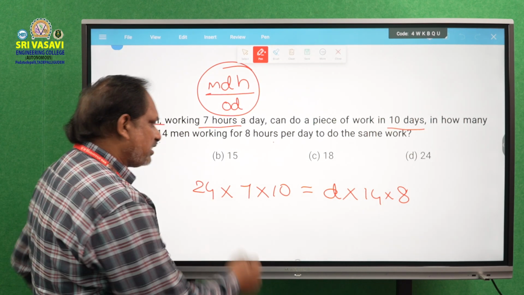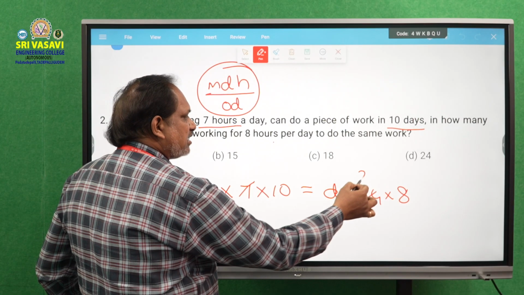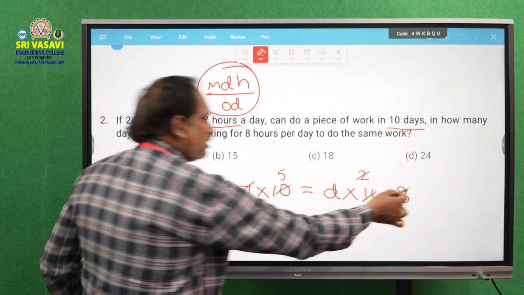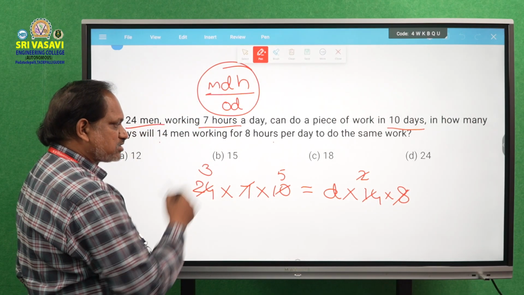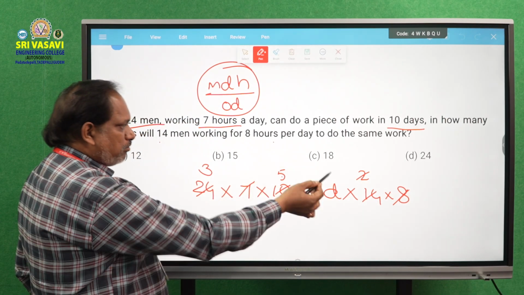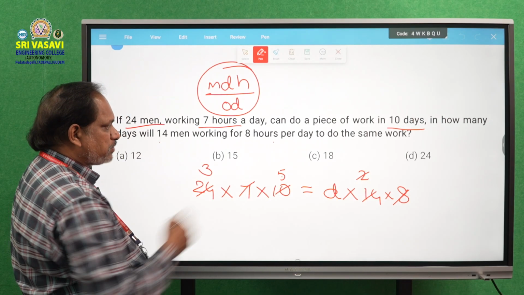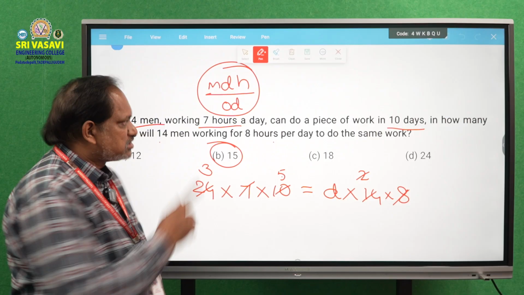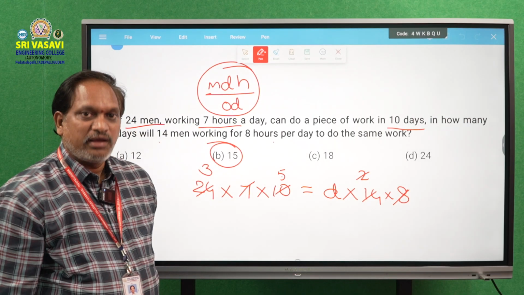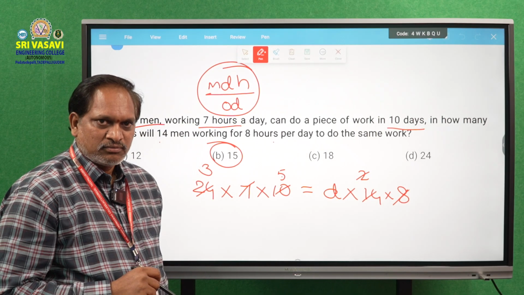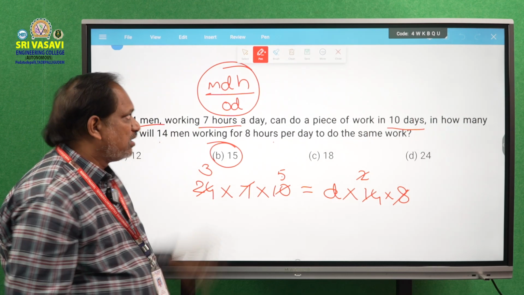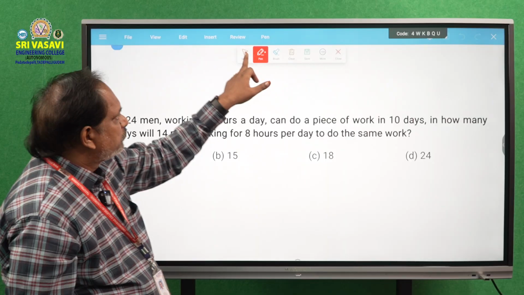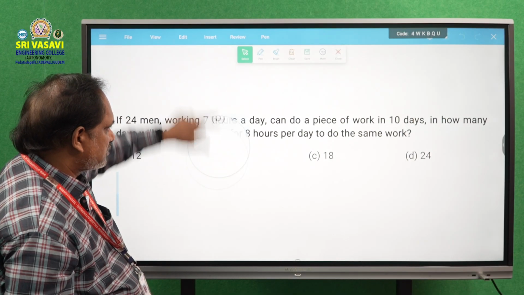By simple solution, 7 cancels here 2 times. Then 2 cancels here 5 times. 8 cancels here 3 times. So 15, only 15. So the simple solution is 15 days. A single step solution, a simple answer using the formula MDH by OD. M, men, D, days, H, hours, by other data. So we will go for one more example.